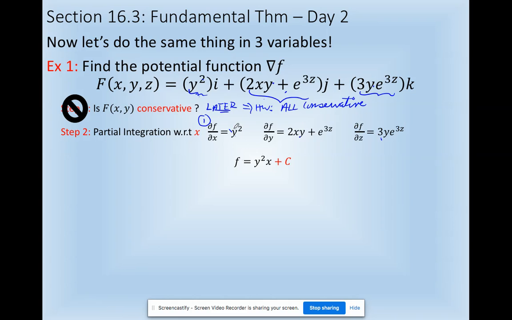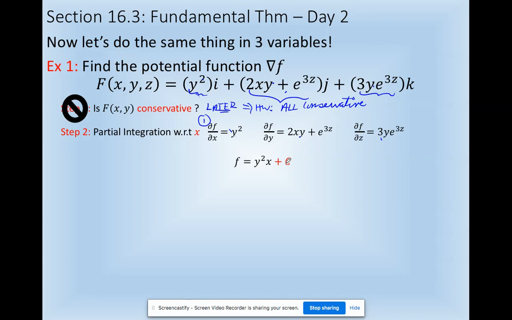Taking y squared as a constant, the integral would be the constant times x to the first power up, divided by the power up, plus a constant. And again, just take the partial derivative of this with respect to x, and you would get y squared plus nothing, right?